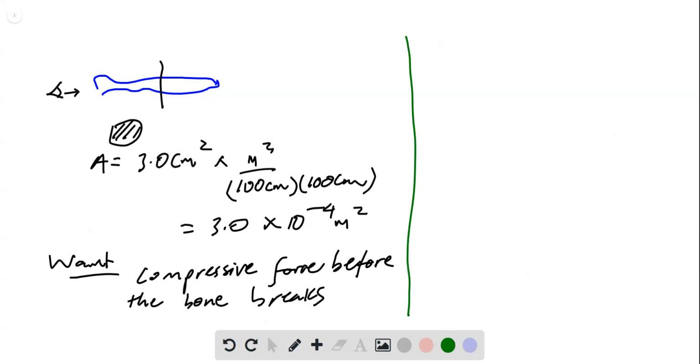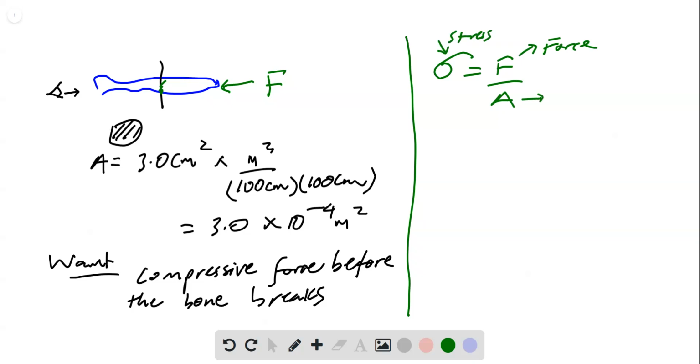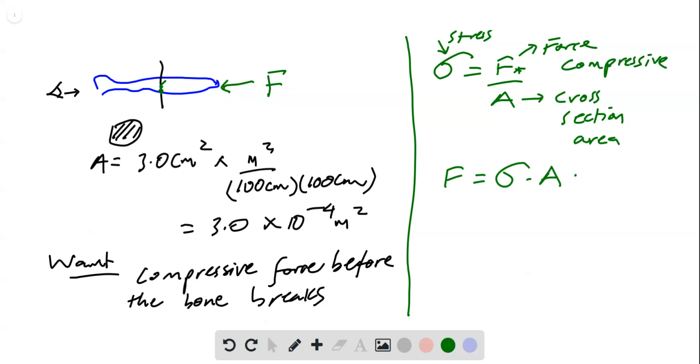We do know that stress, if you're applying a force on the bone itself, maybe there's a force being applied on this side F, it's going to be undergoing stress at the cross-sectional area, and so stress, sigma, is the force applied over the cross-sectional area. This is the force, and that's the stress, and then this is the cross-sectional area. And so if we want to find the force, we can reorganize the problem to see that the force is the stress times the area, or the compressive force, if you want to call it that. This is force, it's compressive. It's the compressive force.